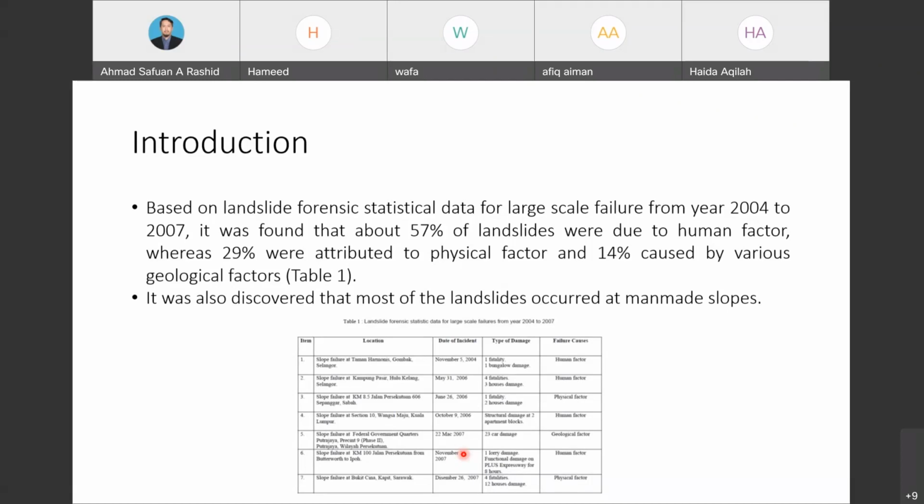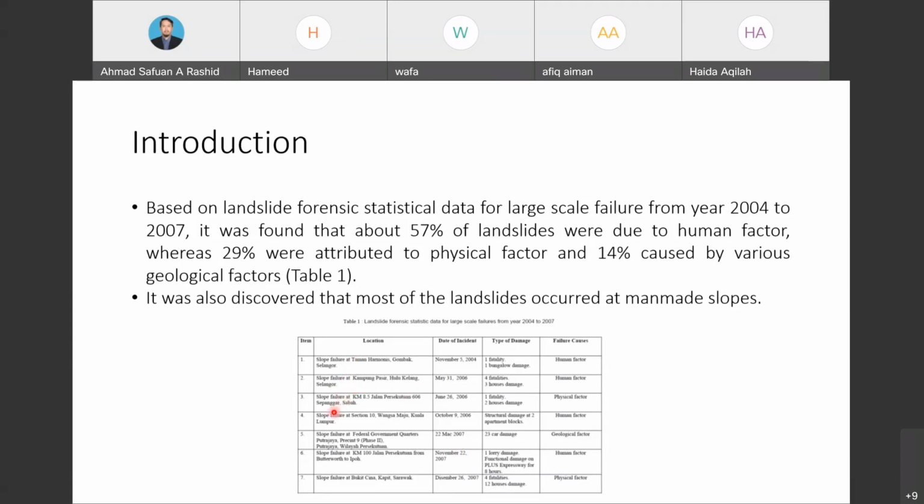So I guess most of the listed areas here are areas that have development. For example, Taman Harmonis is a residency area. And then Kampung Pasir, Hulu Kelang. There are a lot of residence areas. So Kampung Pasir is a part of the development area.